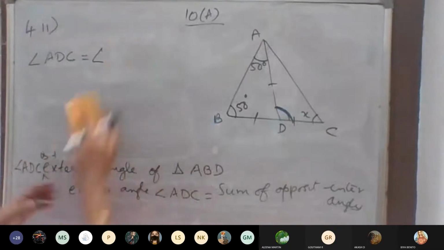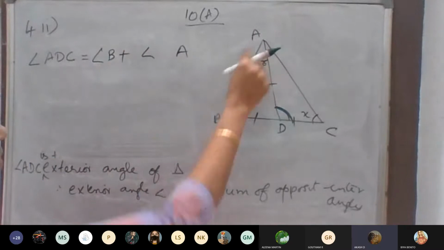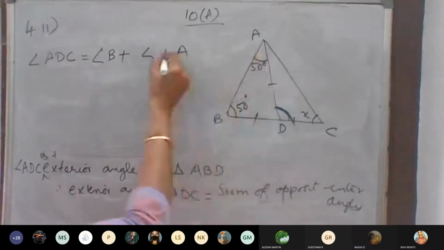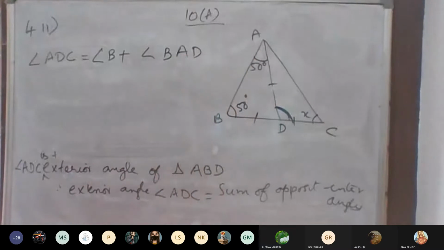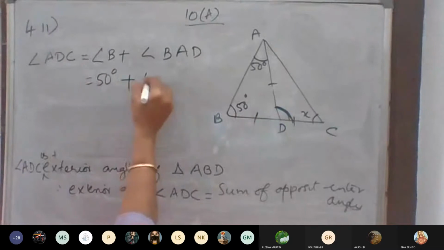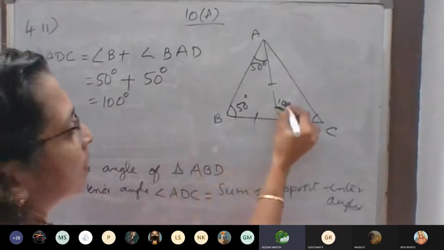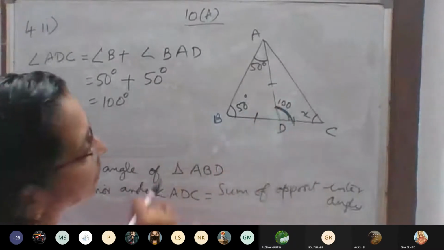That means angle B plus angle A. It's angle B plus this angle, small angle A. That angle A means angle BAD. We write B as B itself; we don't have two angles there. So B itself is here. So 50 degree plus 50 degree is equal to 100 degree. So the exterior angle ADC, we got it as 100 degree.